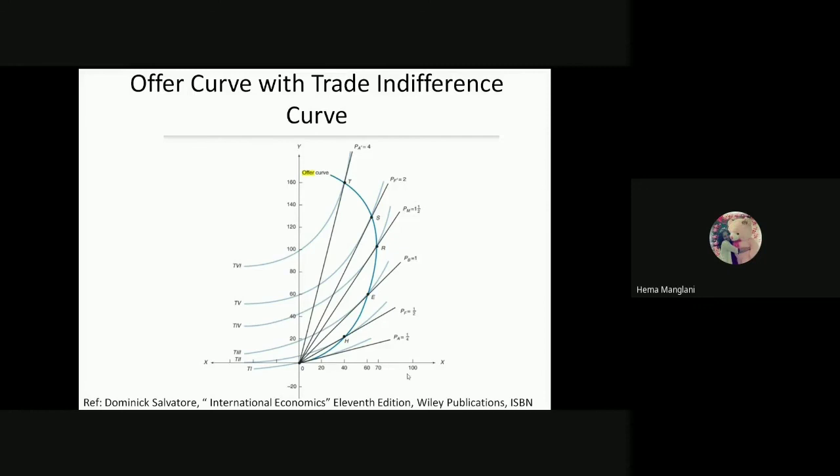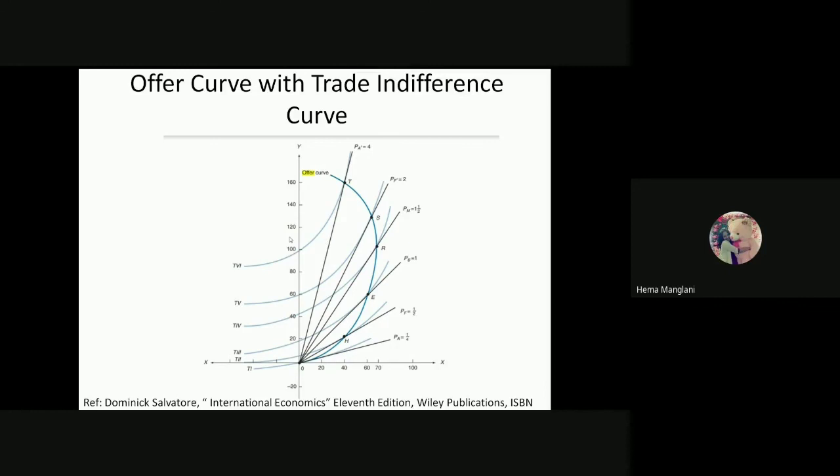For that, I will take the same nation one's offer curve. Here we have 1/4, then half, then 1.5, then 2, and then 4. See, all the time your PX by PY is rising. That's why this country would like to move to this point. But where do we get these particular points H, E, R? All the points are obtained by intersection of these terms of trade lines, and they will also follow the tangency with the trade indifference curve.